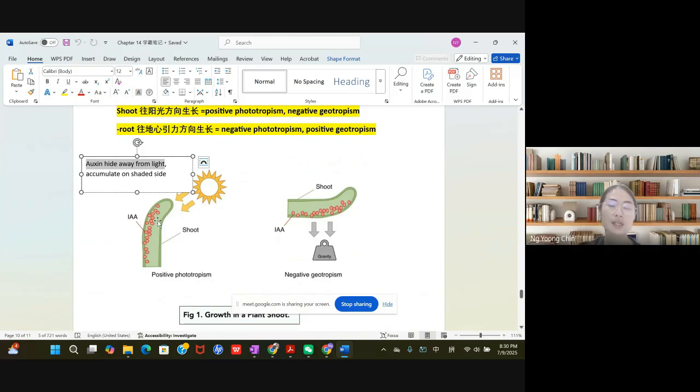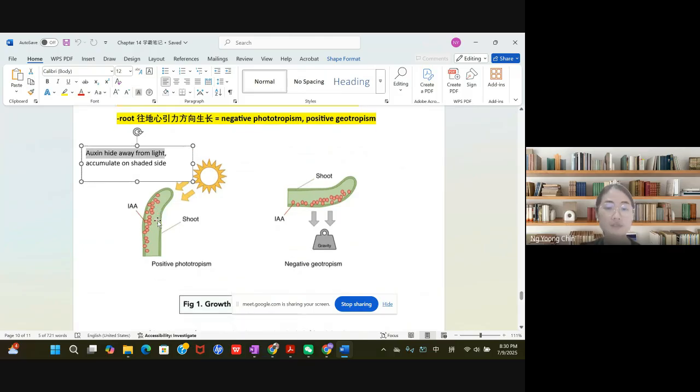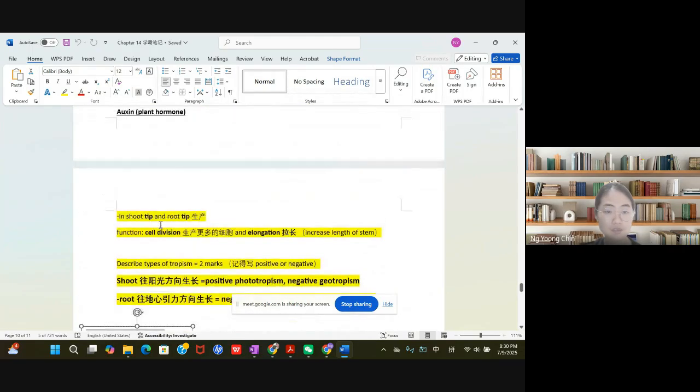What is the function of auxin? Before we talk about this, we should know that auxin is a kind of plant hormone produced from the shoot tip and root tip. The function of this auxin is cell division and cell elongation.